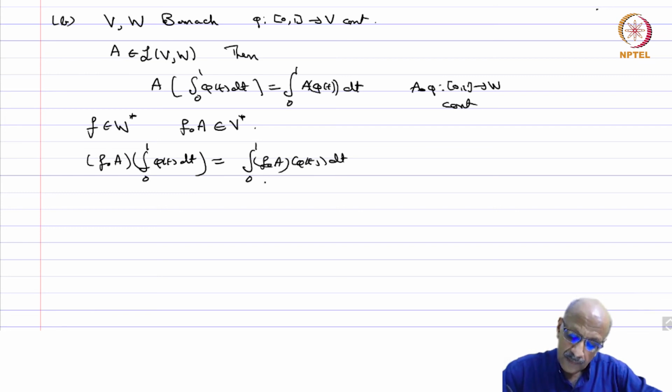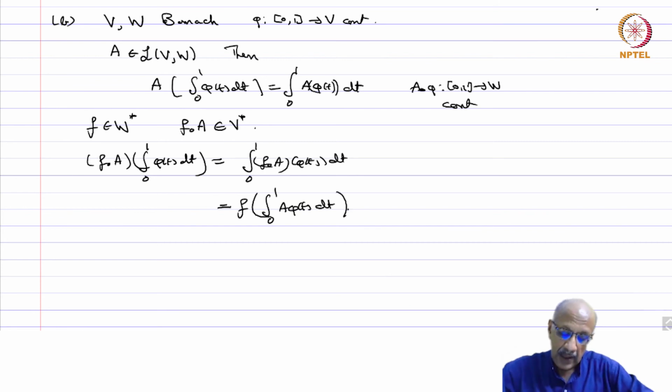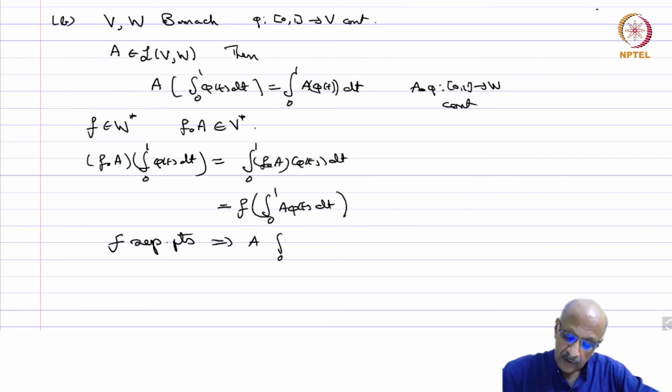Now, f is any element and A composed with phi is a continuous function. So, by definition of the integral again, this is f of integral 0 to 1 A of phi t dt. And this is true for all f. So, f separates points. This implies A of integral 0 to 1 phi t dt equals integral 0 to 1 A of phi t dt.